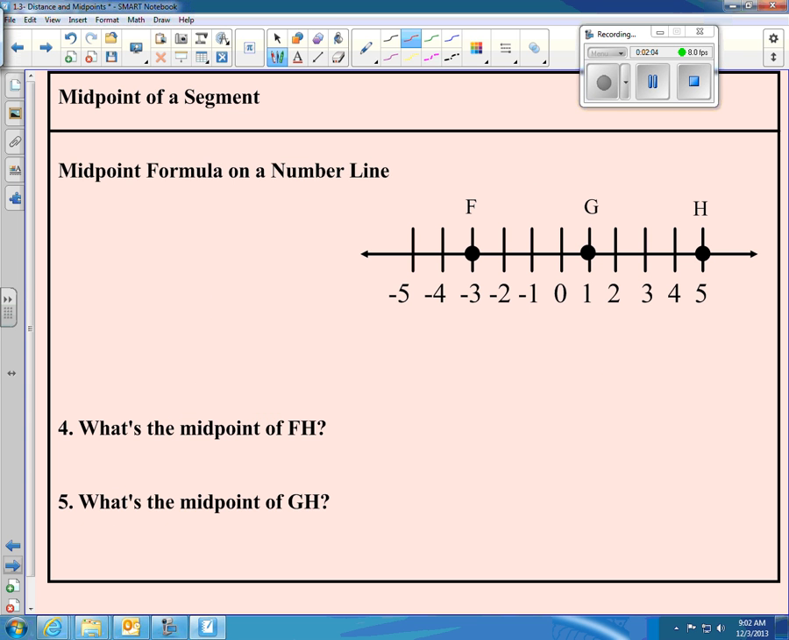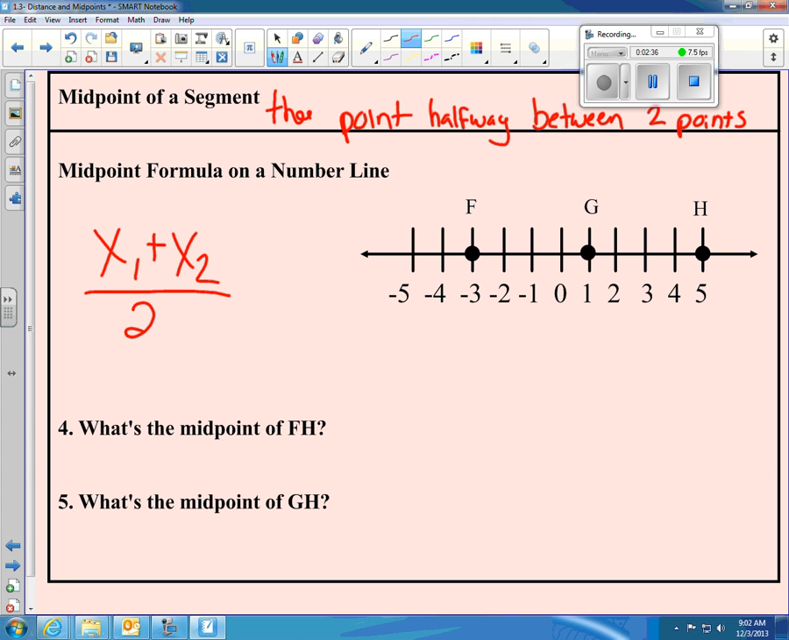All right, let's talk about the midpoint of a segment. The midpoint of a segment is the point halfway between 2 points. Its formula is x1 plus x2, divided by 2. And again, it doesn't matter the order of your x1 or your x2.